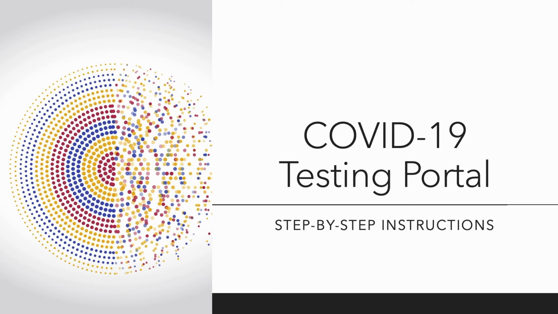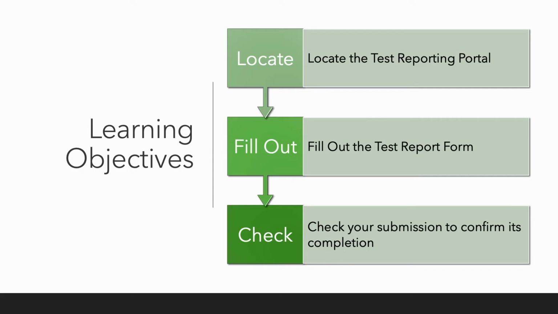In this video, you will receive step-by-step instruction and guidance through the process of reporting your COVID-19 tests through the EMU RECAP Portal. By the end of this training, you will be able to successfully locate the test reporting portal through emich.edu, fill out the test report form, which includes uploading a scanned PDF or JPEG of your test results, and to check that you've successfully completed this work.